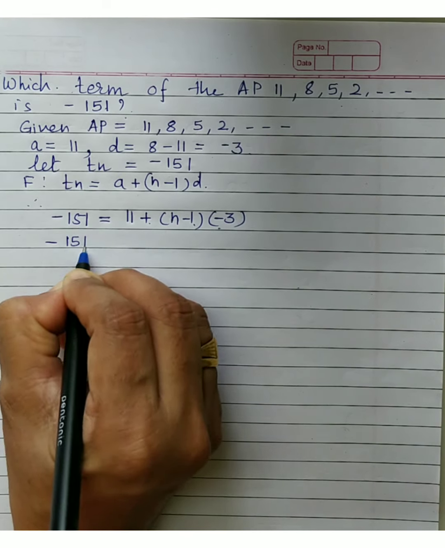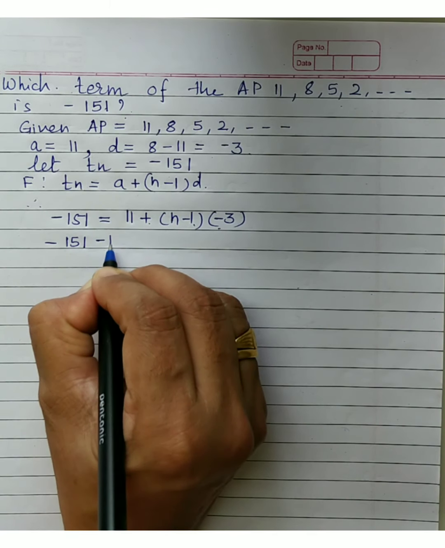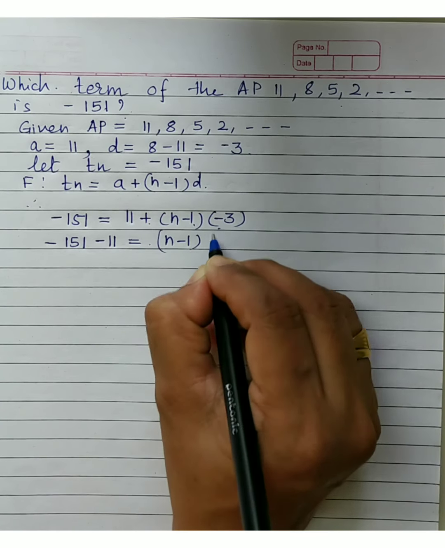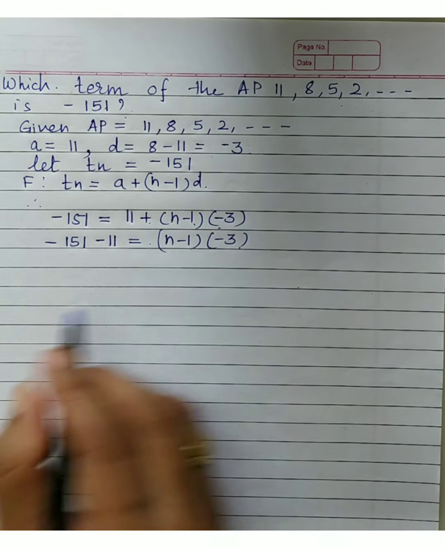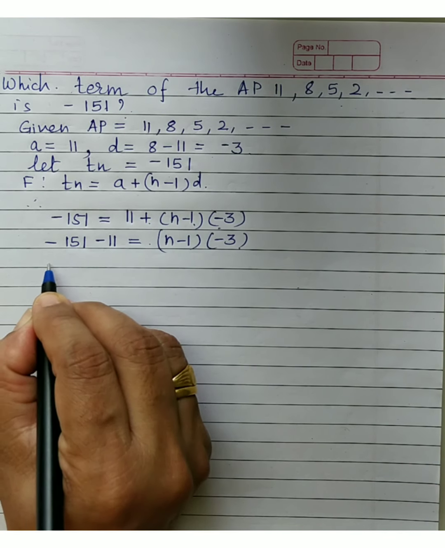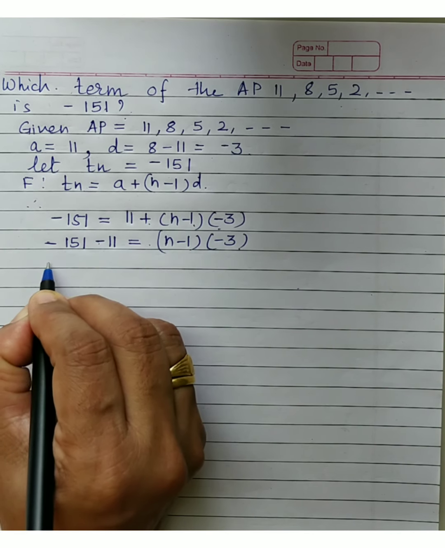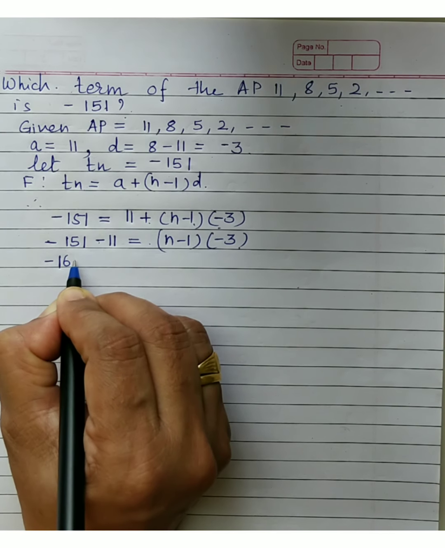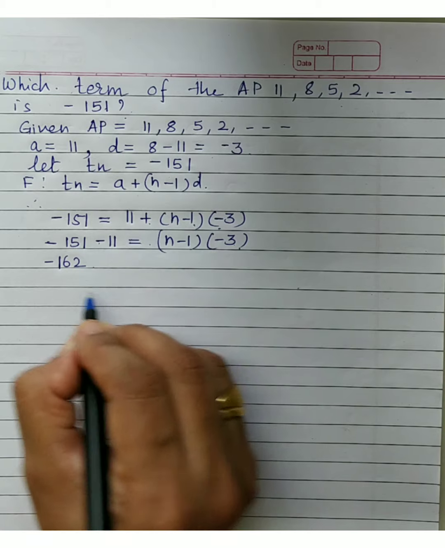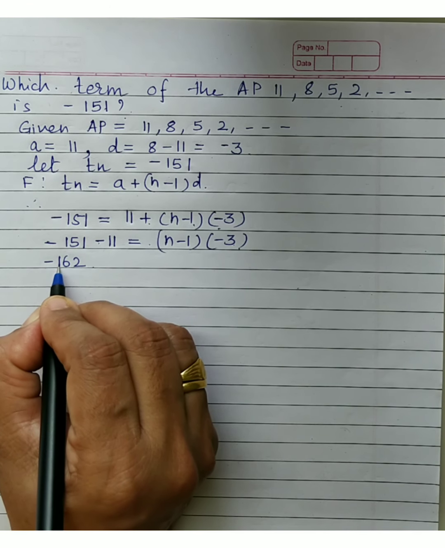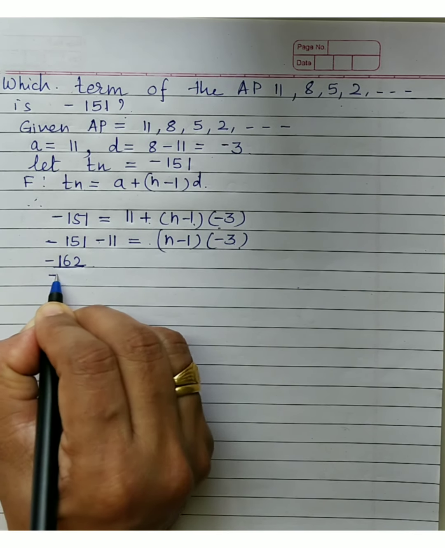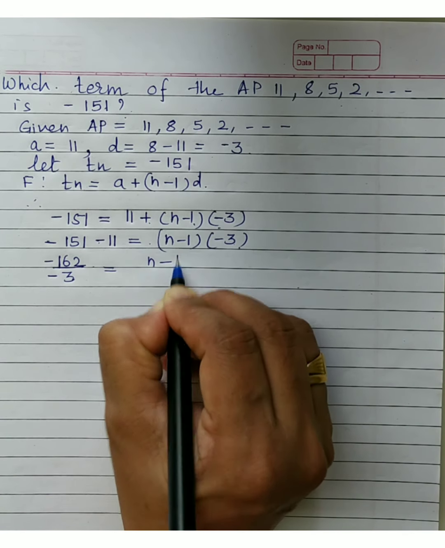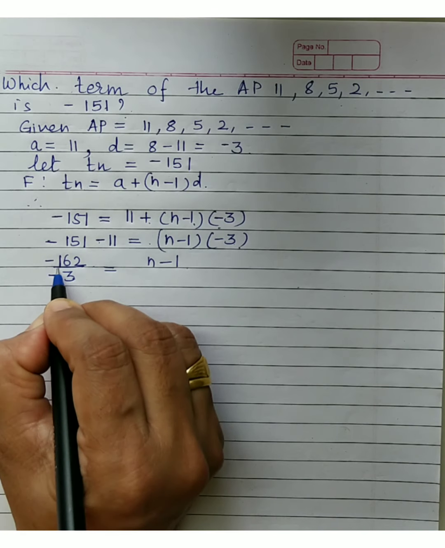Now minus 151. Shift 11 to this side. What it will be? Minus 11 is equal to n minus 1 multiplied by minus 3. Keep it as it is. Now this will give you, both numbers are negative, so you will be adding, the answer will be negative 162, right? And this negative 3 can be brought here to divide it. Is it divisible by 3? Yes, you must have used the divisibility test. So n minus 1 is this.